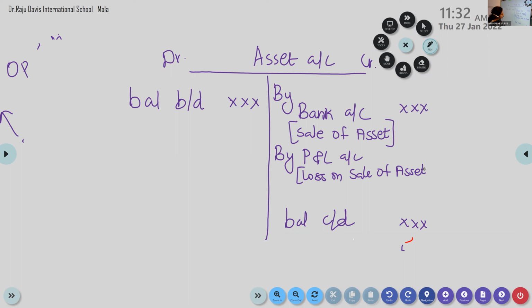And if it is a profit, where do you show profit on sale of asset? Profit or gain, that also we will be crediting in the P&L account. So in the asset account, we will show it on the debit side, to P&L account, gain on sale of asset.